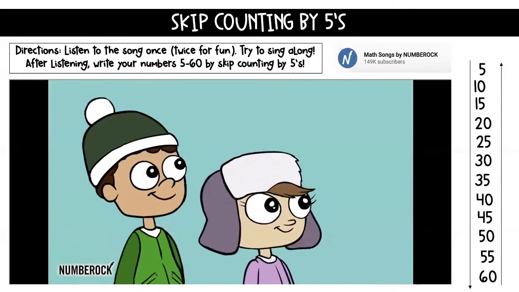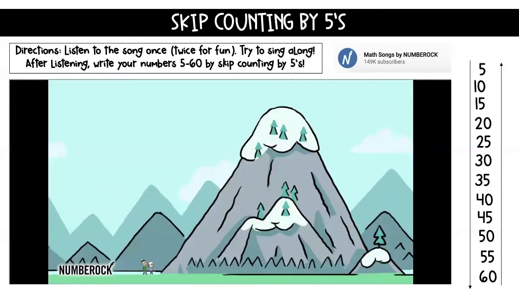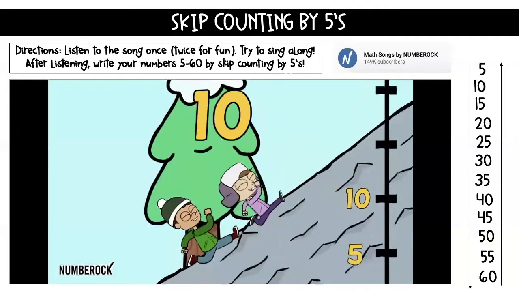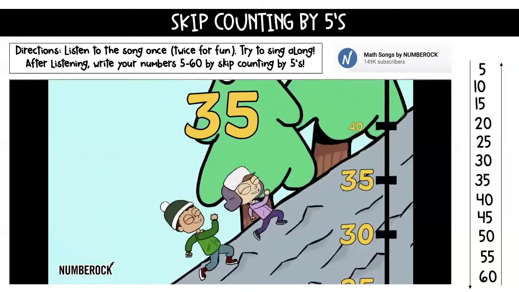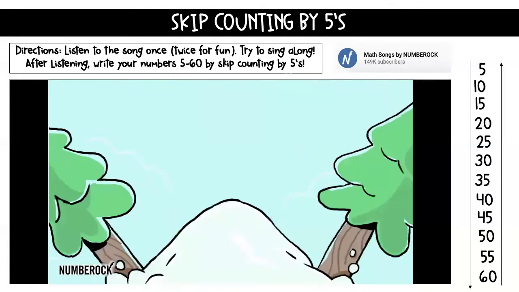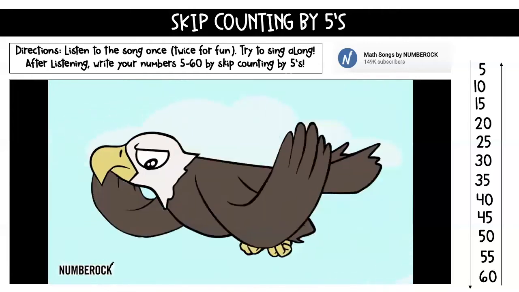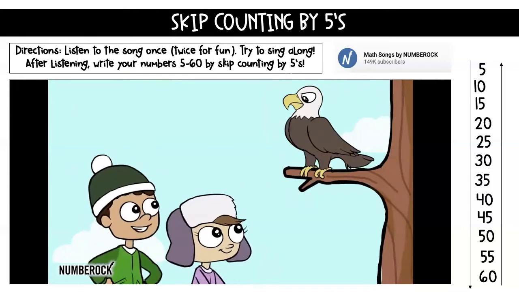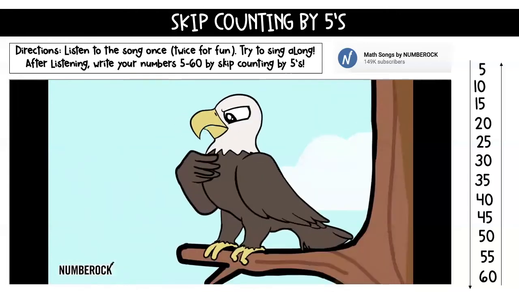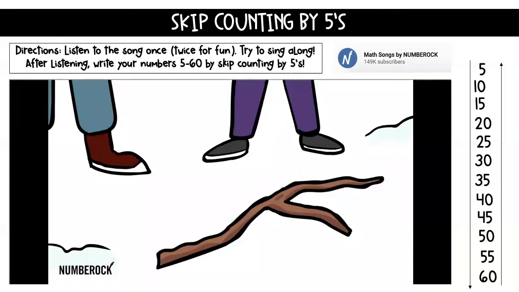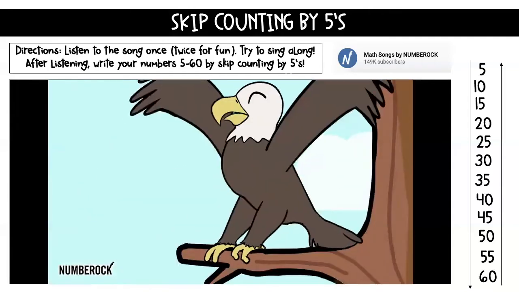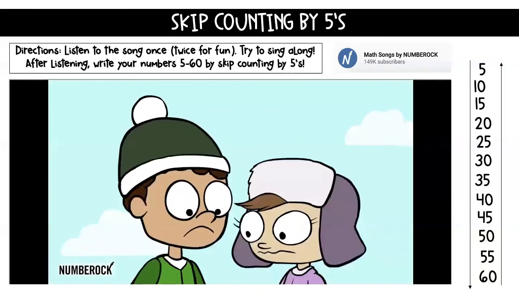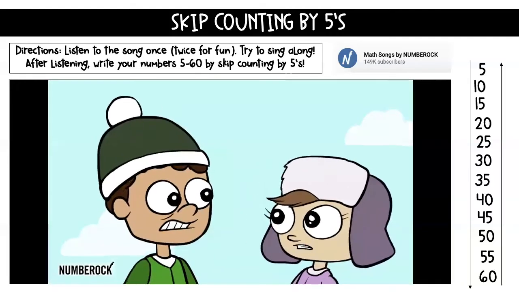We're at the bottom of a mountain, and as we arrive, we decide to count our climb in groups of 5. 10, 15, 20, 25, 30, 35, 40, 45, 50, 55, and then we reached 60. Then we saw a bald eagle, he was hunting to survive. We asked him to come along with us and count by 5. He said, well, I can't count, but watch out. Don't step on that branch. If you break it, you might start an avalanche. Oh no! That can't be good!